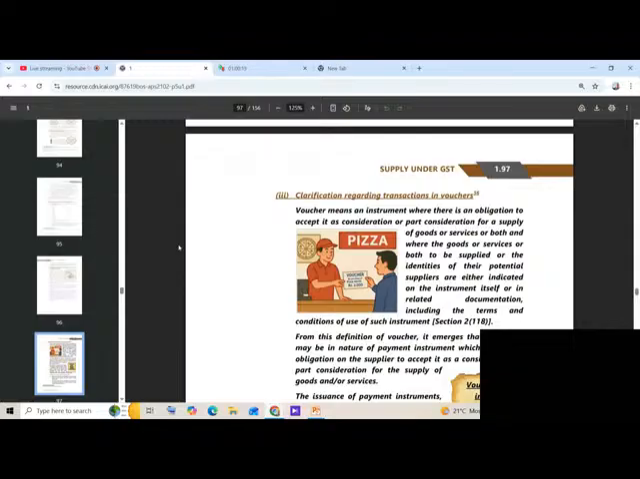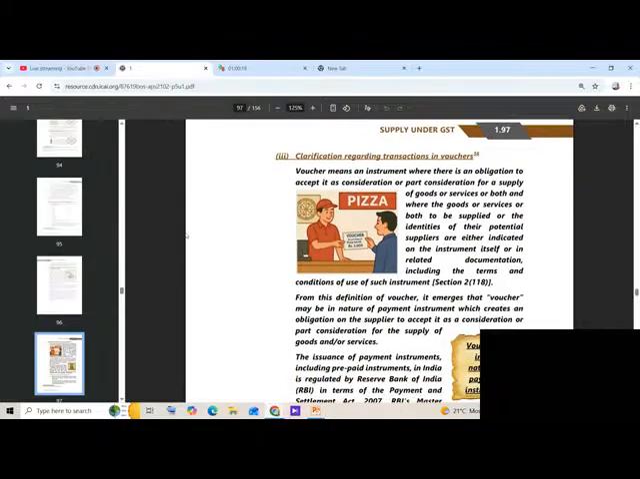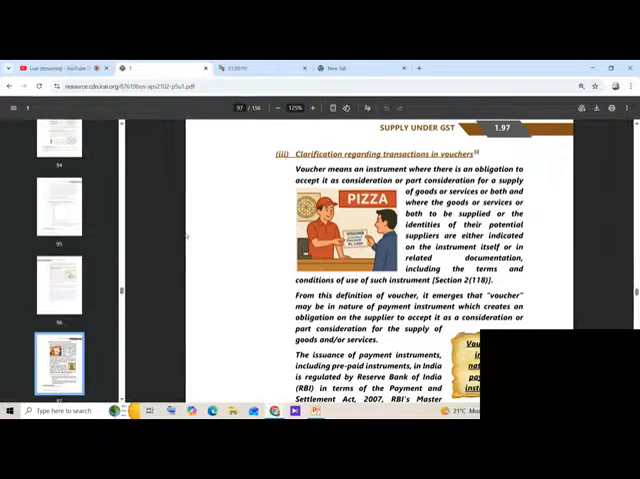Clarification regarding transaction in vouchers. Voucher means an instrument where there is an obligation to accept it as consideration or part consideration for a supply of goods or services or both, and where the goods or services, or both, to be supplied or the identities of their potential suppliers are either indicated on the instrument itself or in related documentation, including the terms and conditions of use of such instrument.